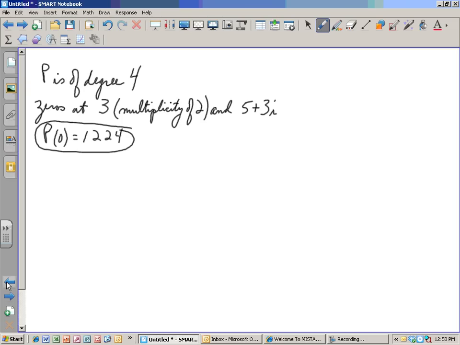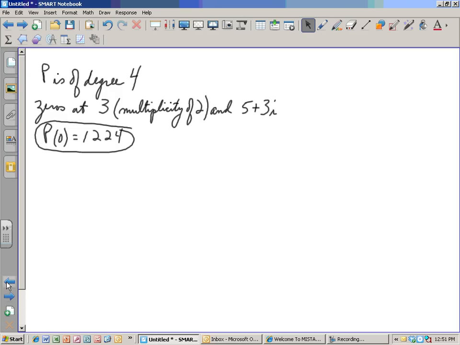Give me a polynomial of degree 4. I'll need somebody to help me with this problem. I need a polynomial of degree 4. P is of degree 4. The zeros are at 3 with a multiplicity of 2, and 5 plus 3i. Those are the zeros.